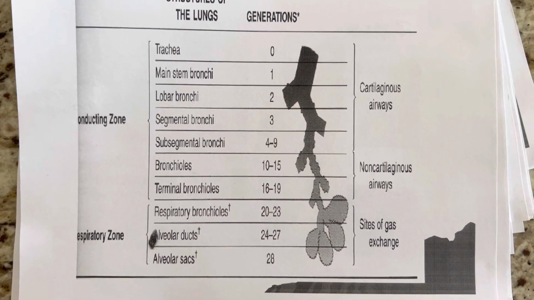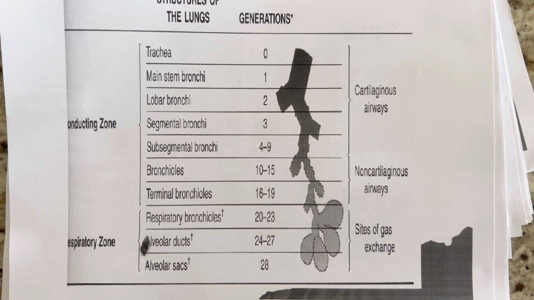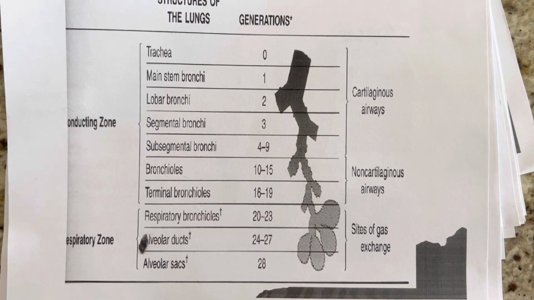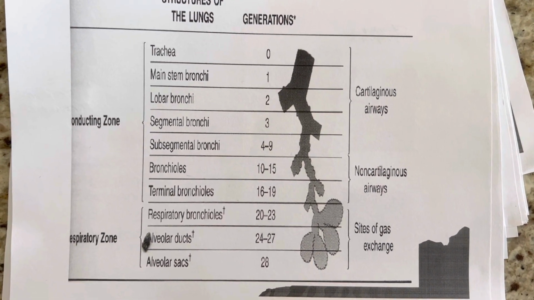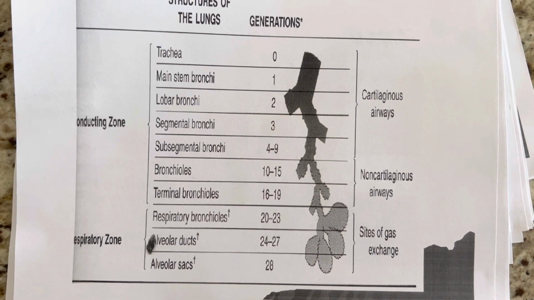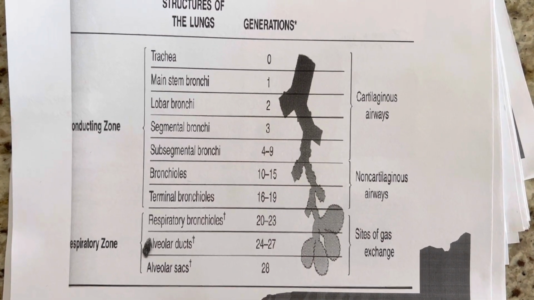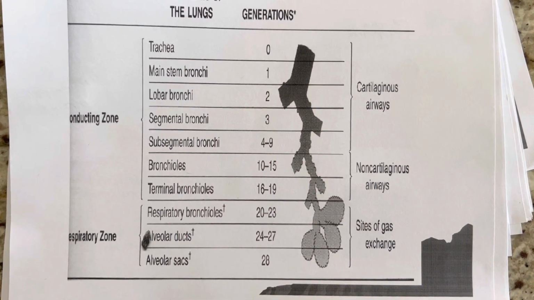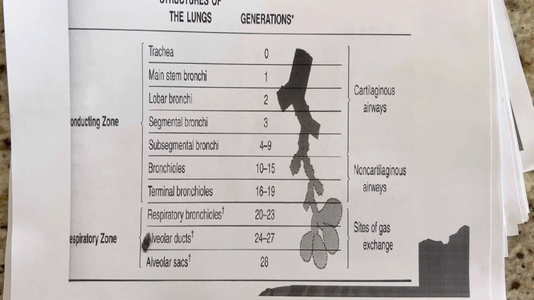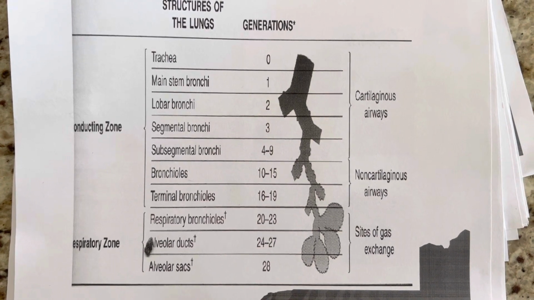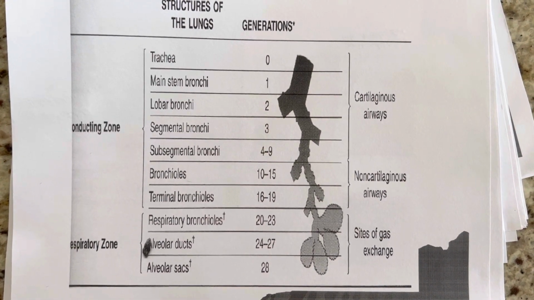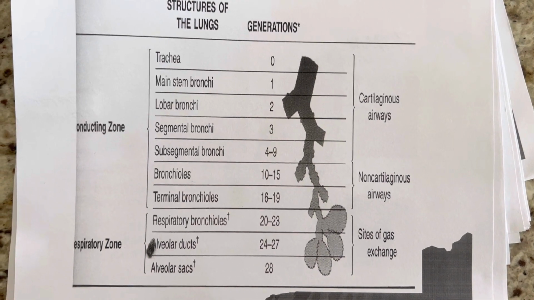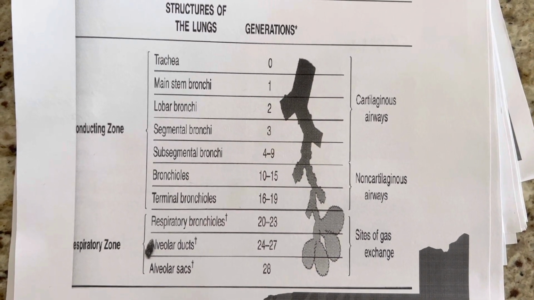So it goes trachea, 0; main stem bronchi, 1; lobar bronchi, 2; segmental bronchi splits off into 3; subsegmental bronchi, 4 to 9; bronchioles, 10 to 15; terminal bronchioles, 16 to 19; respiratory bronchioles, 20 to 23; alveolar ducts, 24 to 27; alveolar sacs, 28.